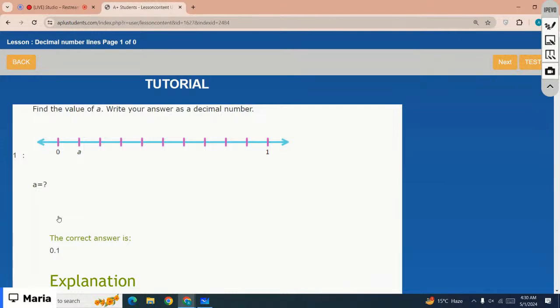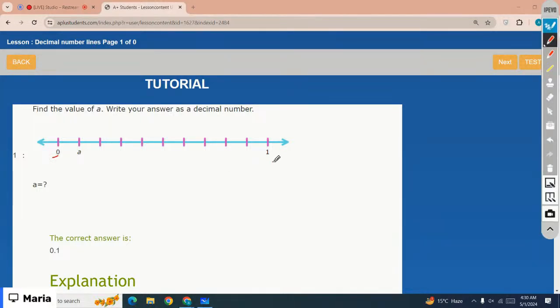So you can see on the number line you have two of the numbers mentioned. They are 0 and 1. That means A is the number that is between 0 and 1, right? Between 0 and 1 you have 9 small lines. The first one represents 0.1, then you have 0.2, 0.3, up to 0.9, then you have 1. So A equals 0.1. The correct option is 0.1, right?